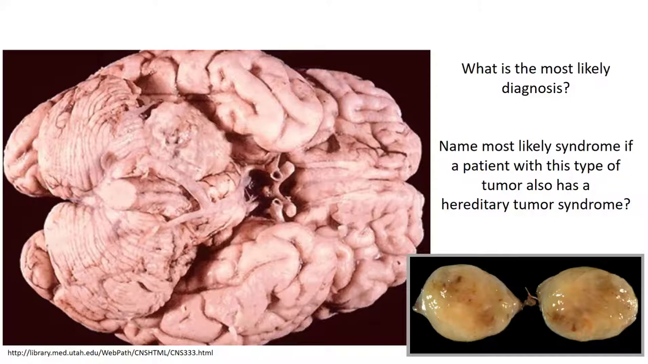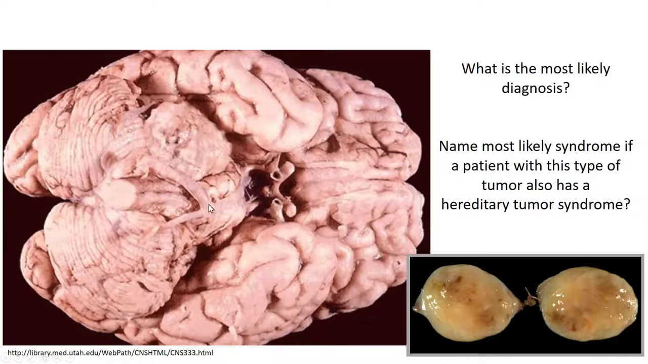So first we need to recognize if there's something wrong with the brain here. So what are we looking at? We are looking at this brain that has been taken out of the skull, and we are looking at the undersurface of the brain, okay? So here we have the olfactory nerves, here is the frontal lobes, here are the temporal lobes, here is the cerebellum, and the brainstem here, okay?